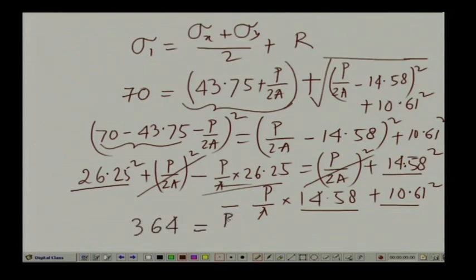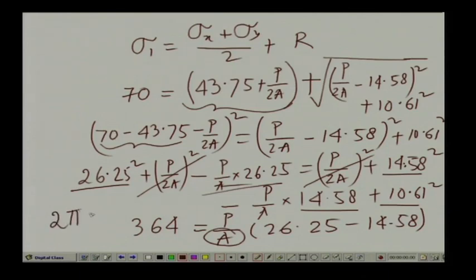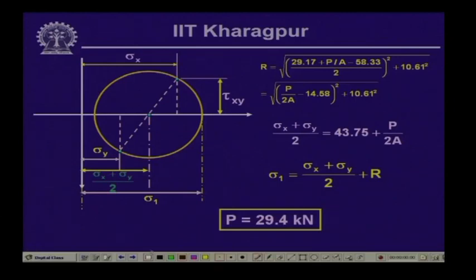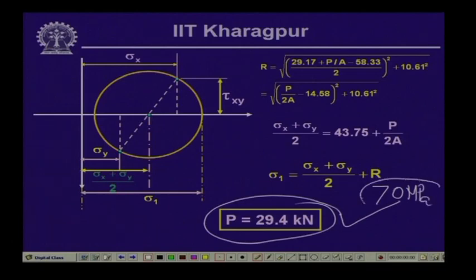If you do that, if you take this minus this, that becomes equal to 364, and this 364 is equal to P by A into (26.25 minus 14.58). If you compute from this, A, as you know, is equal to twice pi R T, and if you substitute R as 50 and T as 3, you will get the value of P as 29.4 kilonewton, and that is the maximum load you can apply. This is what is written here: the maximum value of the load is 29.4 kilonewton, so that the stress does not go beyond 70 megapascal. The maximum tensile stress in the vessel at that particular point should not go beyond 70 megapascal, and the limiting value of P is 29.4 kilonewton.